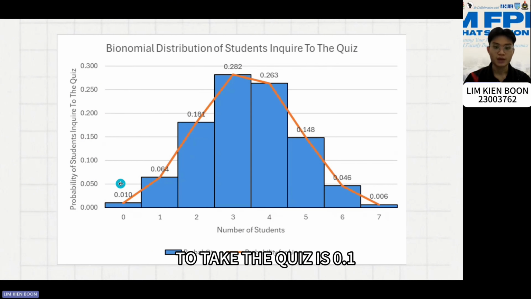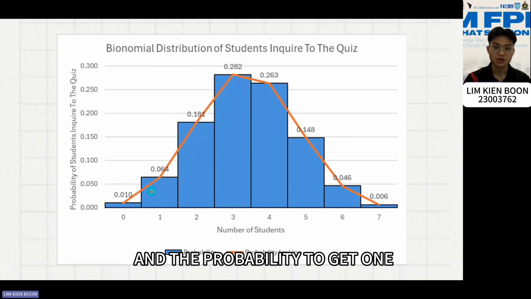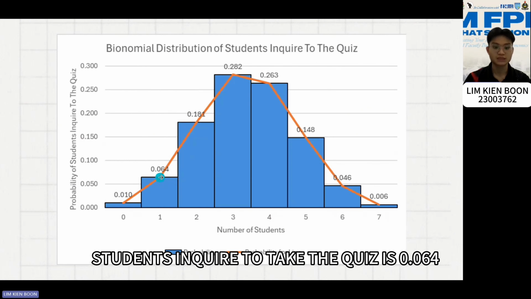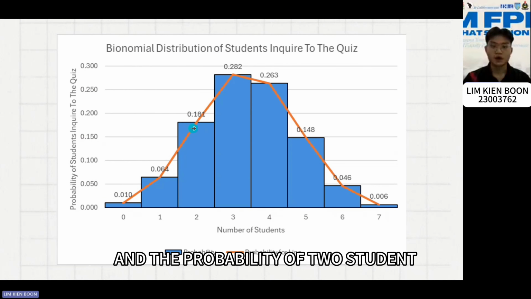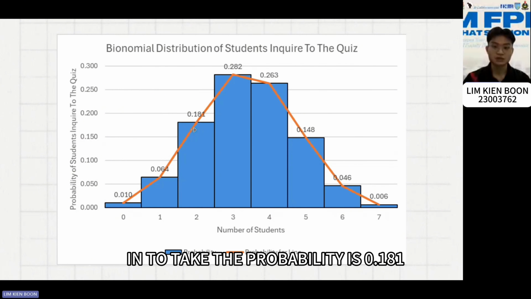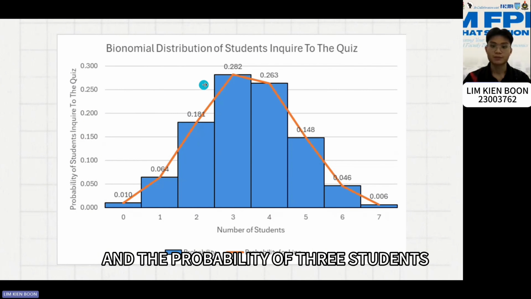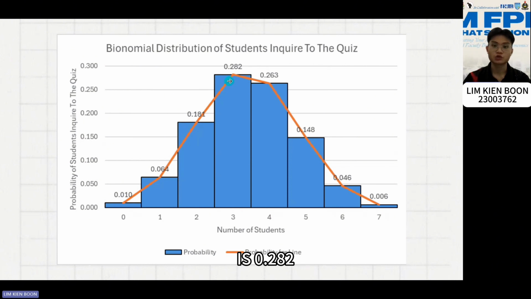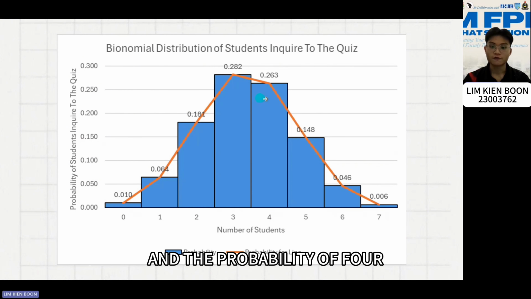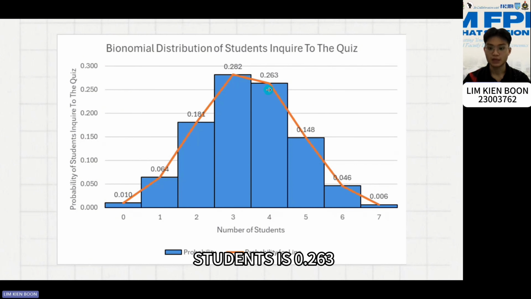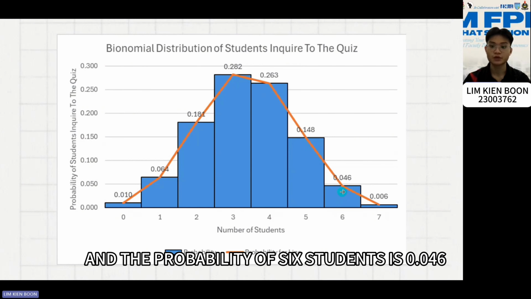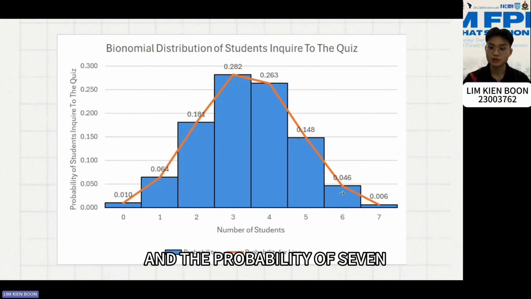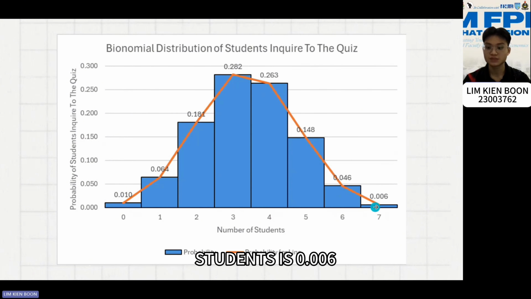As you can see, the probability of 0 students inquiring about the quiz is 0.1, and the probability of 1 student is 0.064, and the probability of 2 students is 0.181, and the probability of 3 students is 0.282, and the probability of 4 students is 0.263, and the probability of 5 students is 0.148, and the probability of 6 students is 0.046, and the probability of 7 students is 0.06.